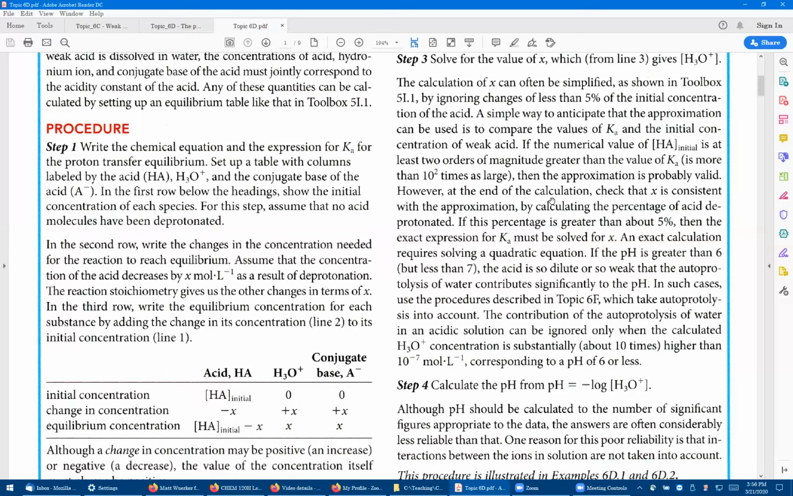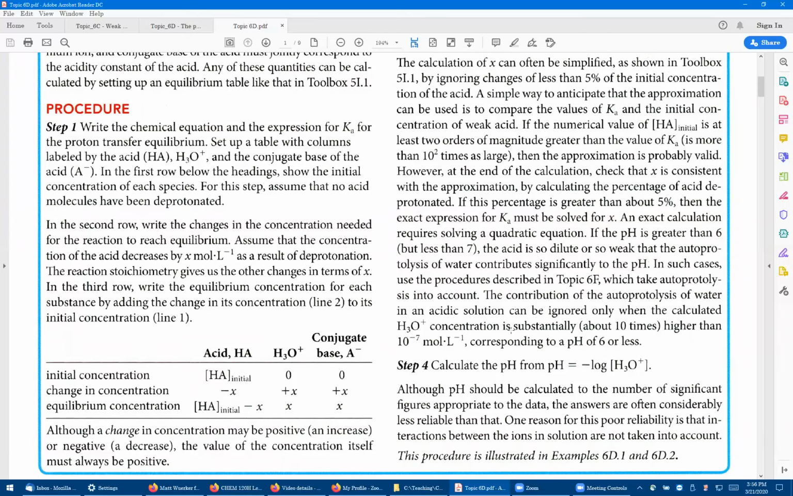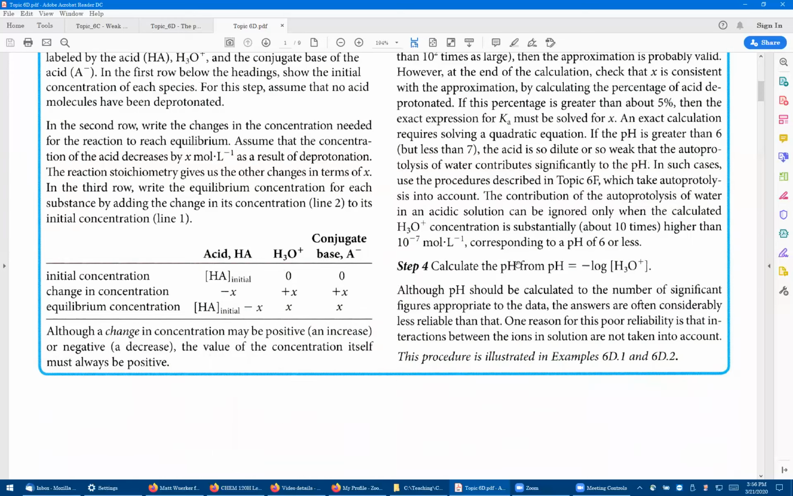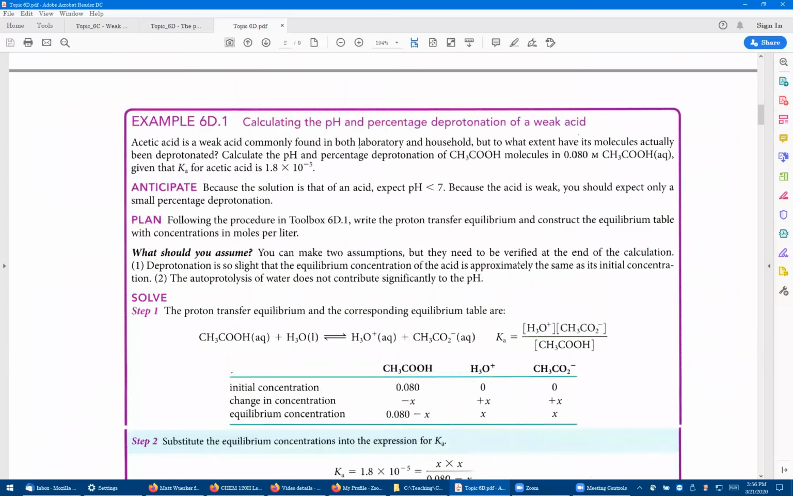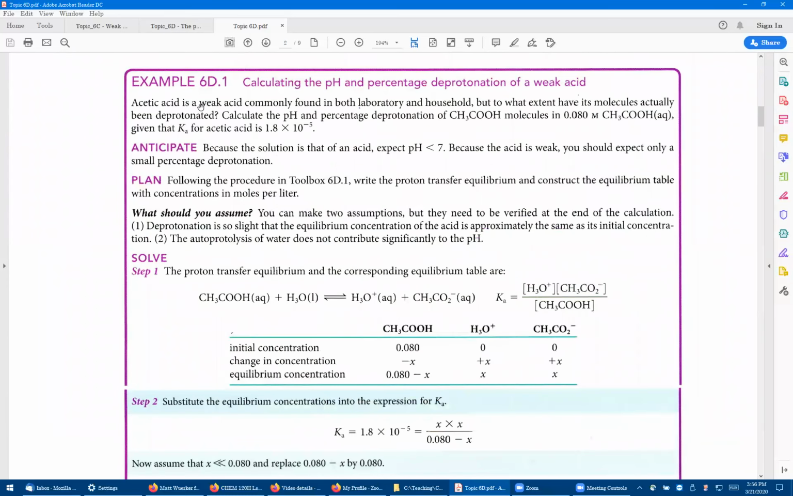So once we know what the concentration of H3O plus is from the equilibrium setup, we can determine the pH easily by taking minus the log of that concentration, which, as we know, is what the pH is all about. So let's look at a specific example that Atkins has. It says example 6D.1, and it involves calculating the pH and percentage deprotonation of a weak acid.